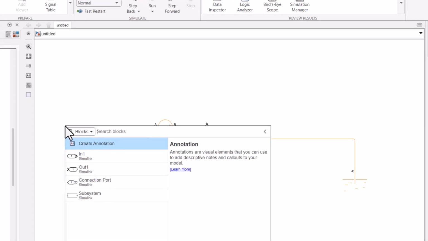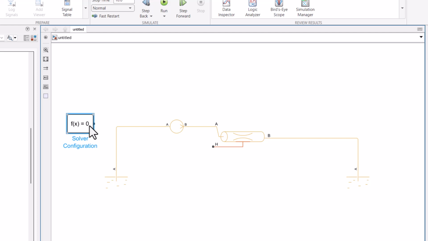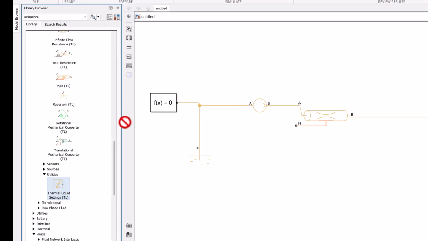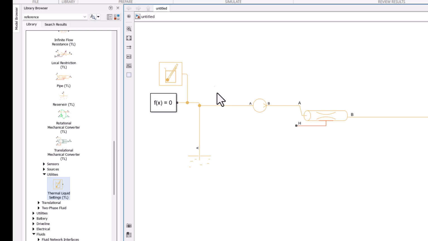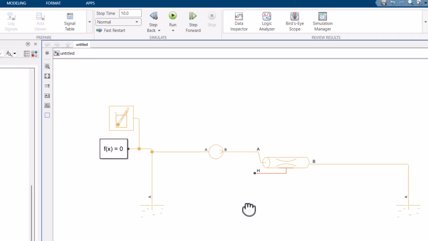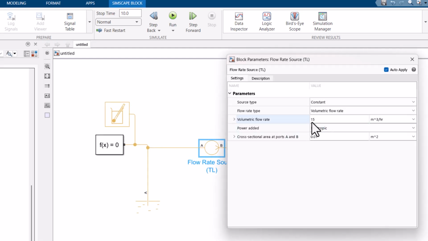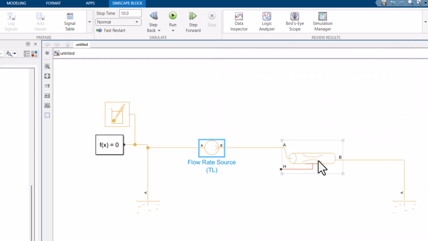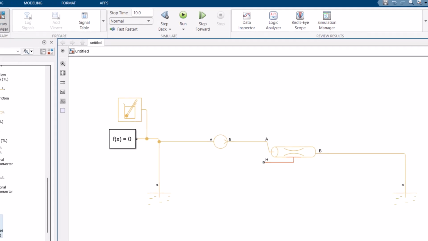I only add a solver configuration and a thermal liquid settings block. I run the model and everything is perfectly fine. So this volumetric flow rate source is ideal, and it definitely is going to transmit 15 cubic meters per hour. If you have any doubt about it, I can prove it to you.